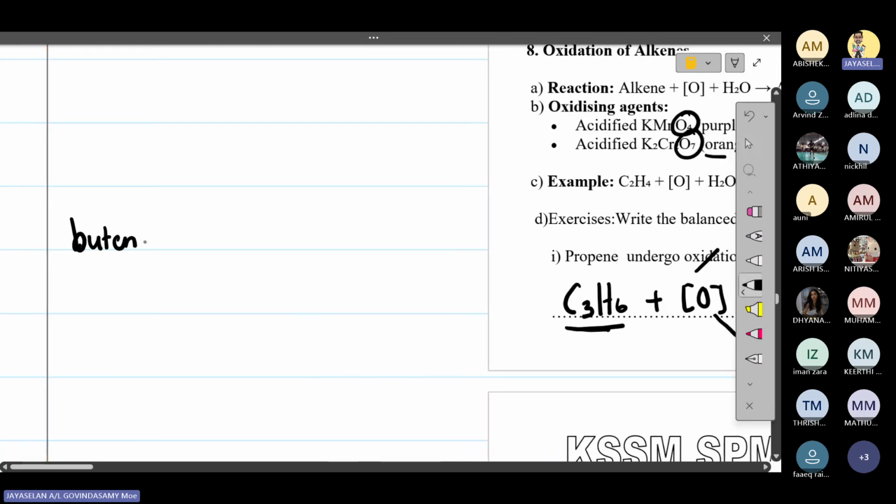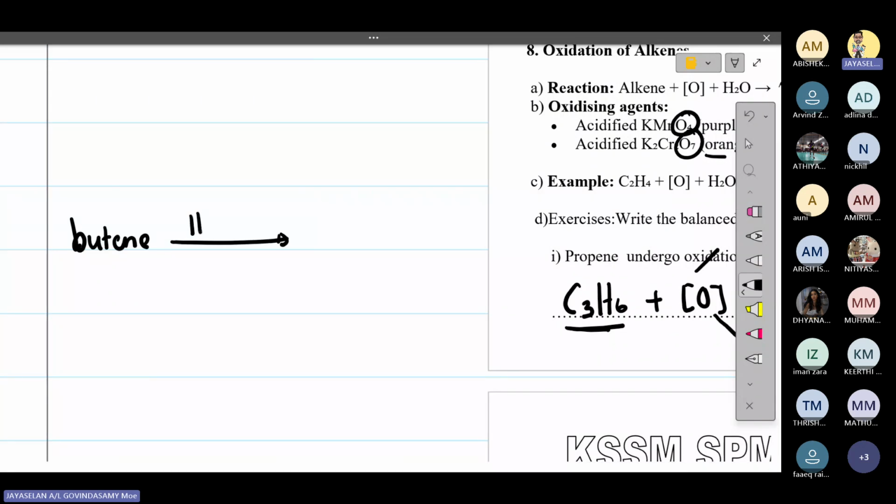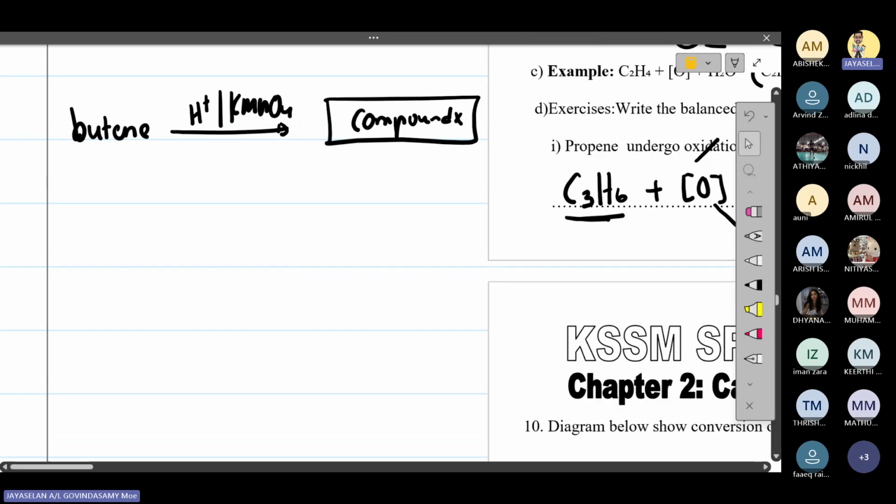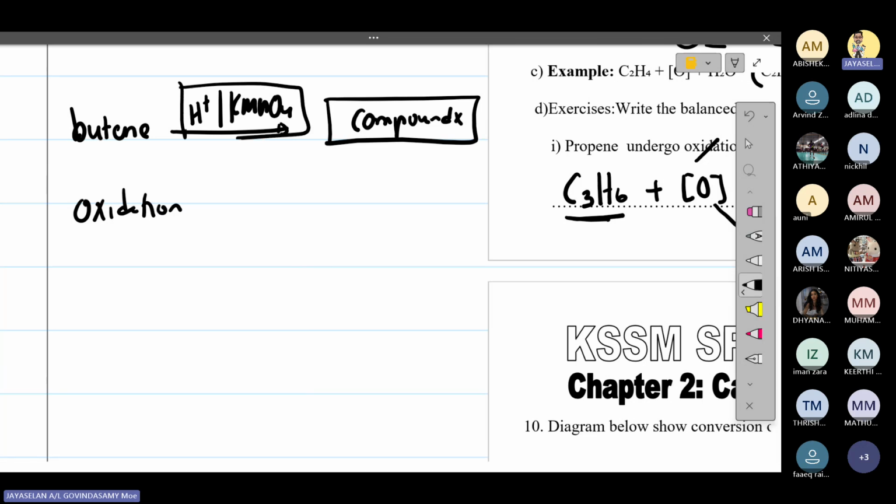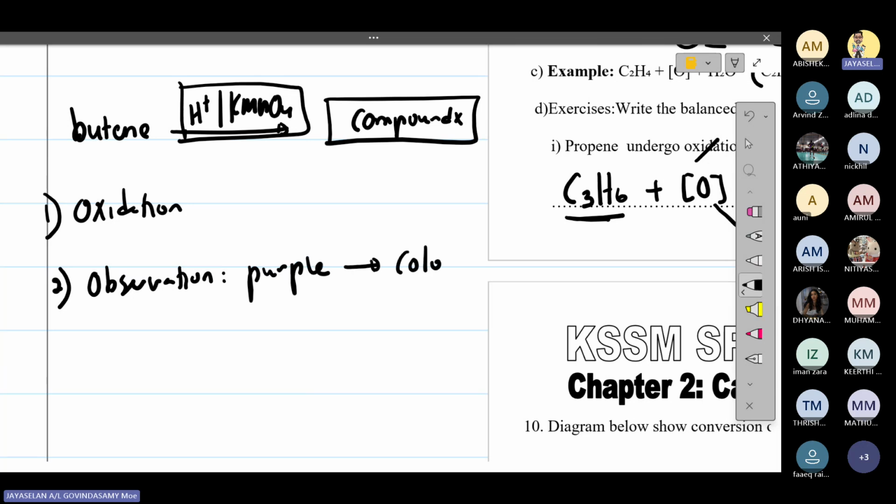If, let's say, they put butene undergoing oxidation in the presence of acidified potassium manganate(VII), you get compound X. They ask you to write down the equation. What is the name of the reaction? Just put oxidation. Once you see this, just put oxidation and take your 1 mark. Any question? No question. Number 2, if they ask what is the observation, you cannot get it wrong. Purple turns to what color? Turns colorless. Any question?